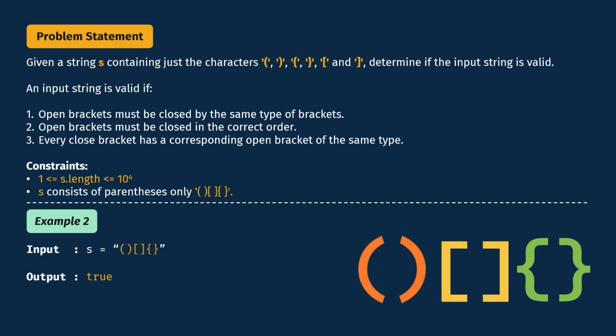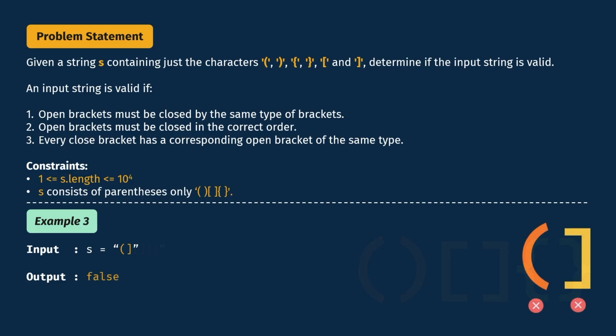Here is our second example. S equals this string, and the output is true. This demonstrates that different types of brackets can coexist in the same string. We have a pair of round brackets, followed by a pair of square brackets, followed by a pair of curly brackets. Since each opening bracket is properly closed by its matching type and in the correct order, meaning the most recently opened bracket of a given type is closed first, the entire string is valid.